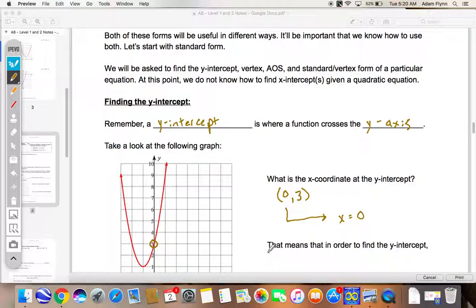So that means in order to find the y-intercept, we must set x equal to 0 and solve for y. I'll put in parentheses here, or f of x, because we can use them interchangeably. Pause the video if you need more time.